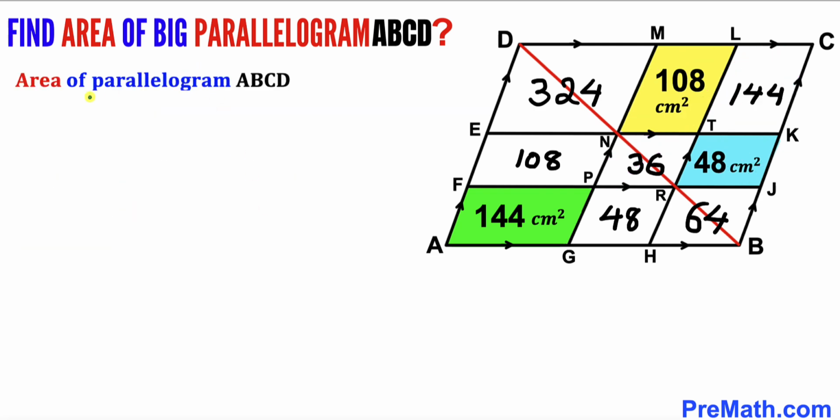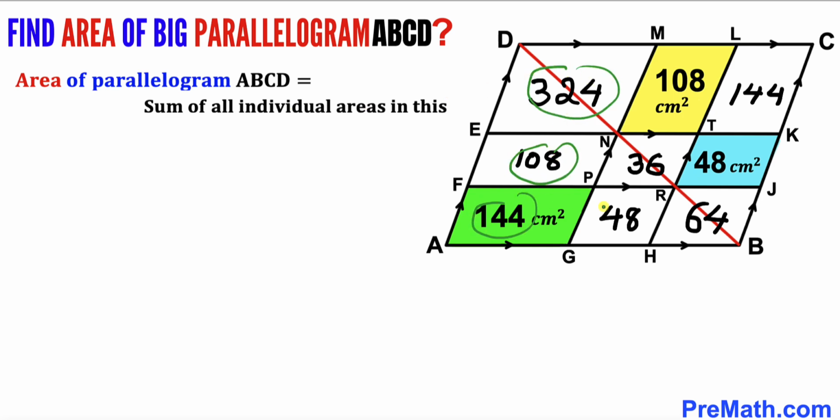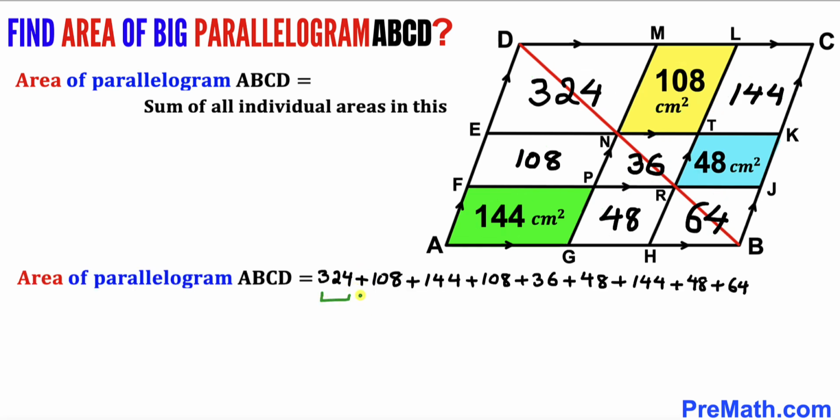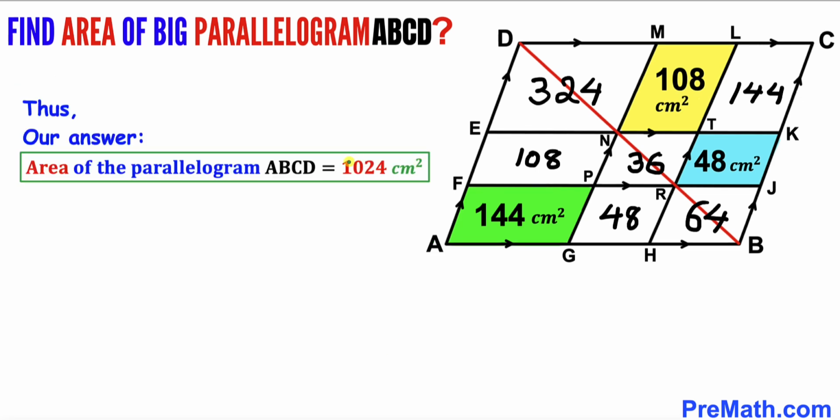And here's our final step. Let's go ahead and calculate the area of this big parallelogram ABCD. And that is going to be equal to the sum of all these individual areas that we figured out in our previous steps. We're going to add up all these numbers. And here in this next step, I have added up all these individual areas of these parallelograms. And if we add all these numbers, that is going to be equal to 1024 centimeter square. So thus the area of this big parallelogram ABCD turns out to be 1024 centimeter square.